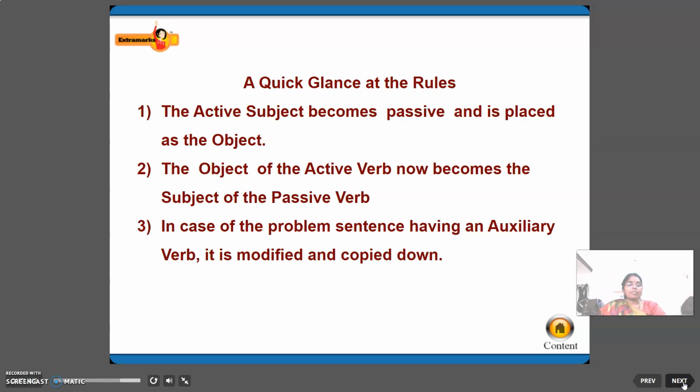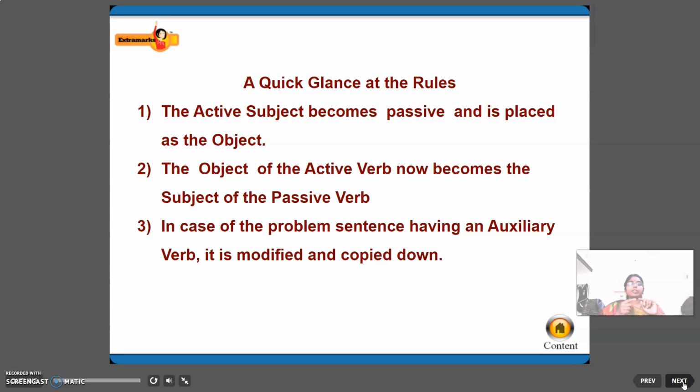Now, we are going to have a quick glance at the rules that we have to follow. The active subject becomes passive and it is placed as an object. The active subject has to be placed as an object, right? Then it becomes passive. That is one. The object of the active verb now becomes the subject of the passive verb.